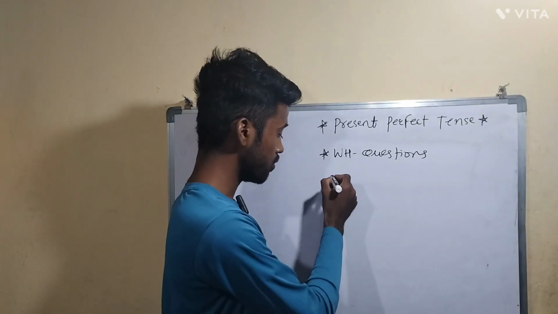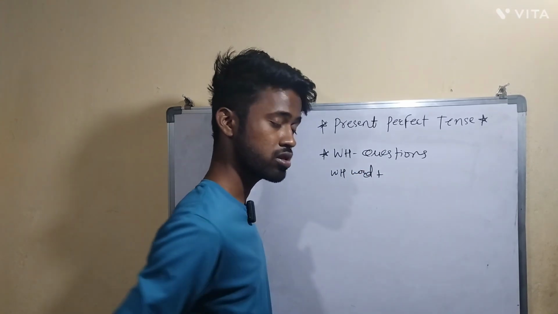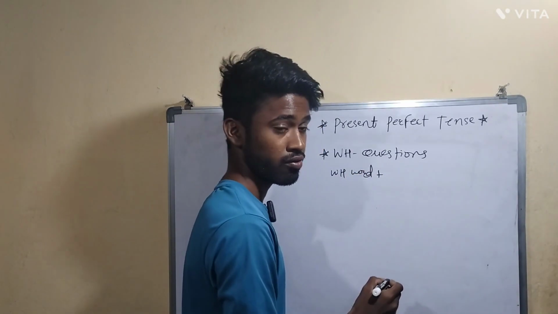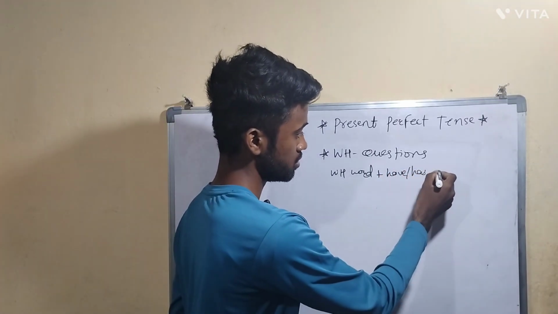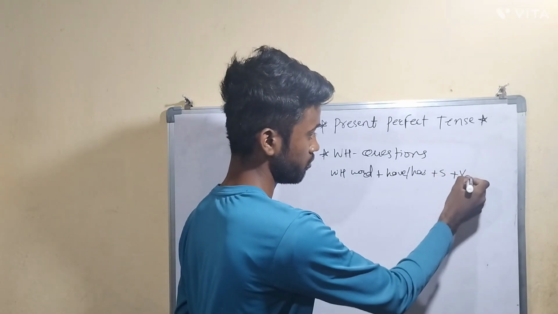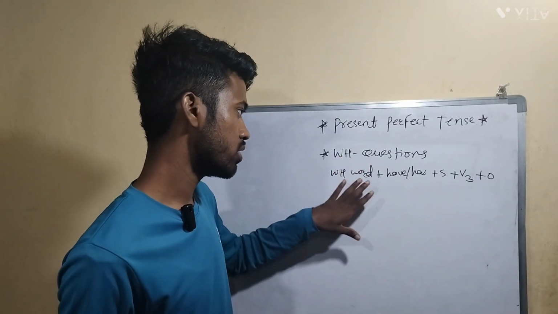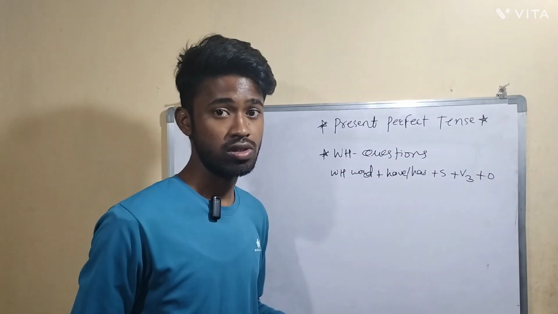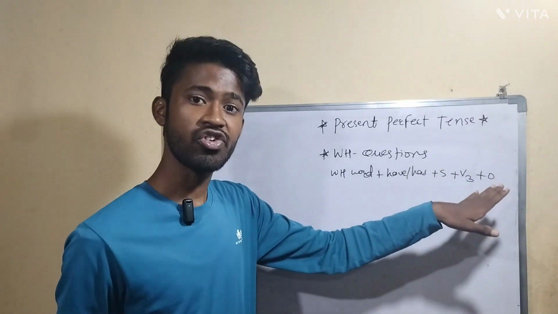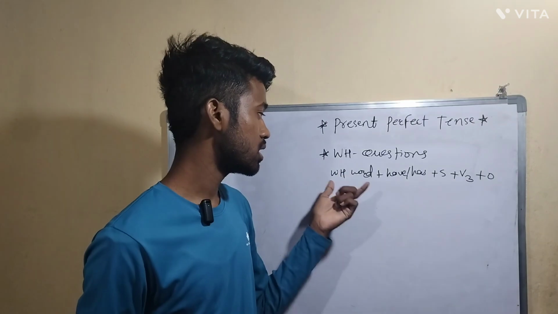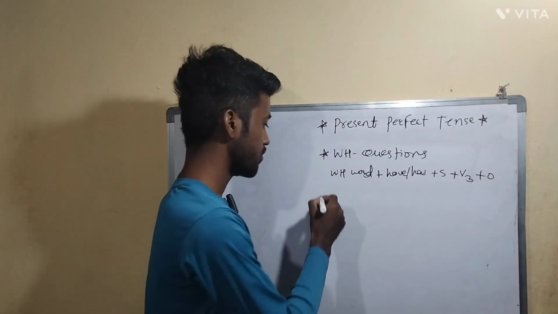So here, what will be the structure? First, WH word plus helping verb. So what are the helping verbs here? Have or has plus subject plus third form of verb plus object. It is very simple, right? If you remove the WH word, this is the structure of a verbal question: have, has plus subject plus third form of verb plus object. So when you add the WH word at the starting, it becomes a WH question. Let's see a few examples.